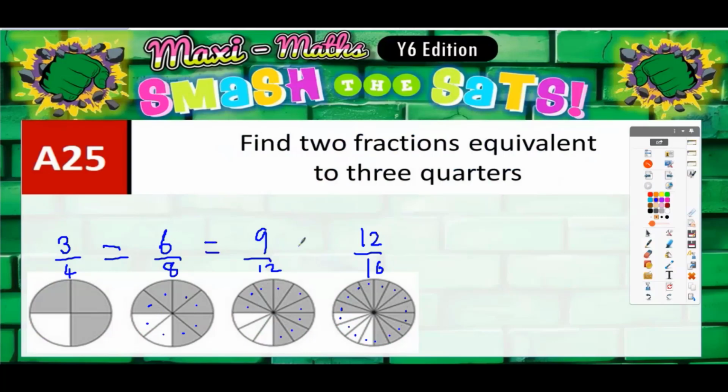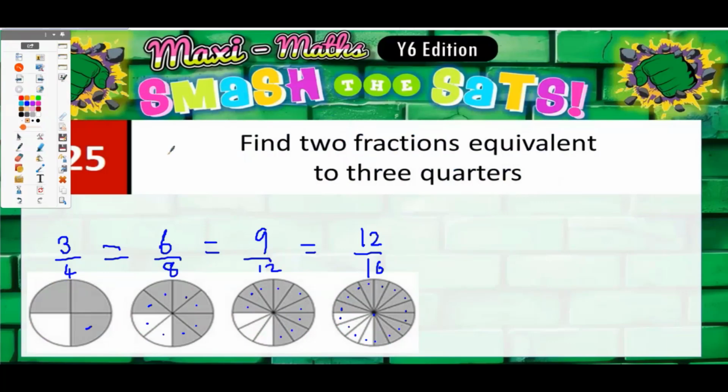You can see if these were pizzas, the same amount of each pizza is shaded each time. It's just you've got 3 large pieces, you've got 6 smaller pieces, 9 even smaller pieces, and 12 even smaller pieces. But the same amount is shaded each time. But you're not always going to have a diagram. So you need to have a different way to do this.